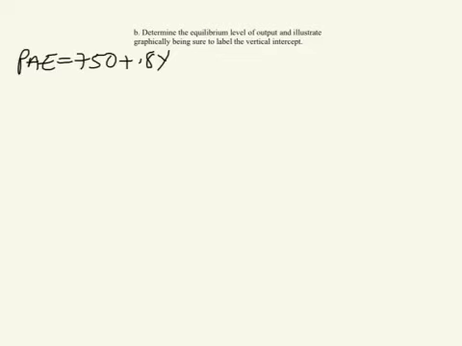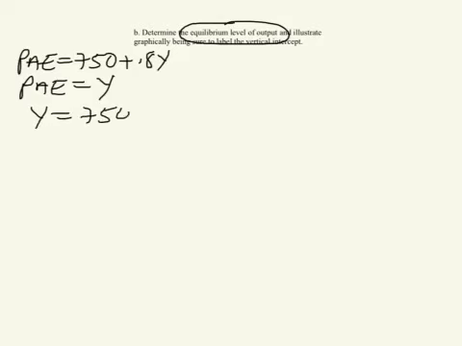Right. Now, I want to find the equilibrium level of output. And I know that in equilibrium, spending and income are the same. So that's income is output, remember. So income equals 750 plus 0.8y. I've got a y here and a y here. I simply want to solve that equation for y. So I'm going to bring 0.8y over to the left-hand side by subtracting it from both sides.